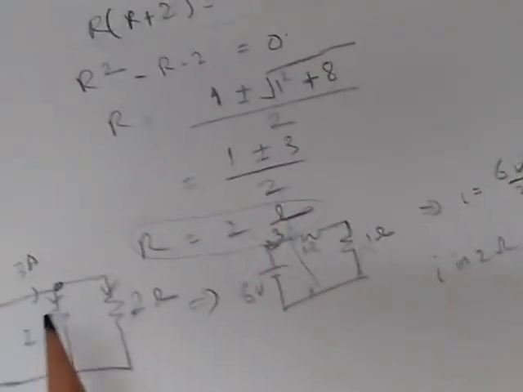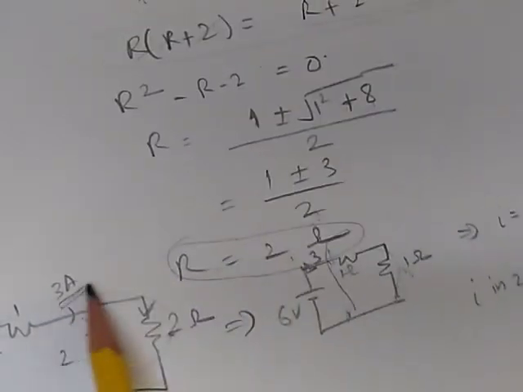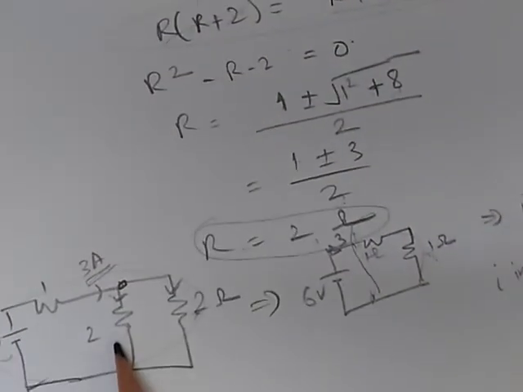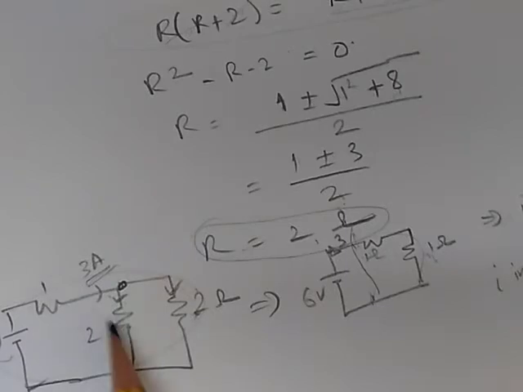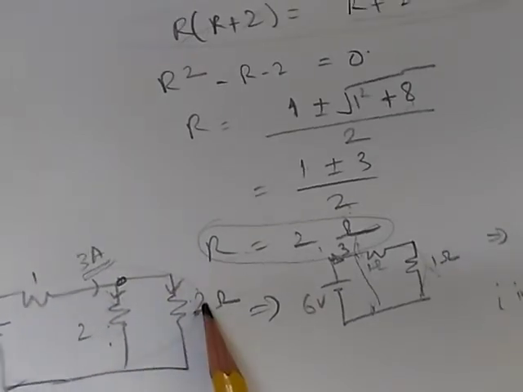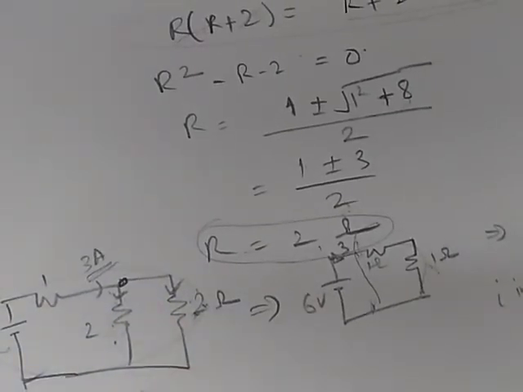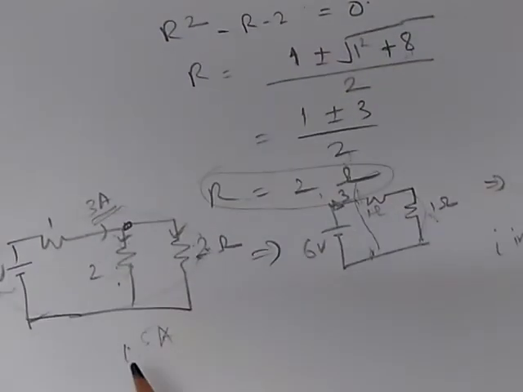The final question is, if this is 3 ampere now, what is the current in this resistor? We know that these two resistors are equal, so the current gets equally divided between these two, and the current will be 1.5 ampere in each of these two resistors.